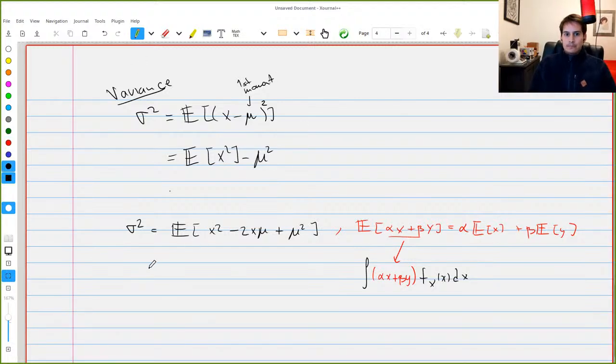And now you obtain the expected value of x squared minus 2 times, because it's a linear operator, and mu is a constant value, mu, expected value of x plus the expected value of mu squared. But mu is constant, as I already said, so it goes outside. So this is mu squared, the expected value of 1, and obviously the expected value of 1 is 1.